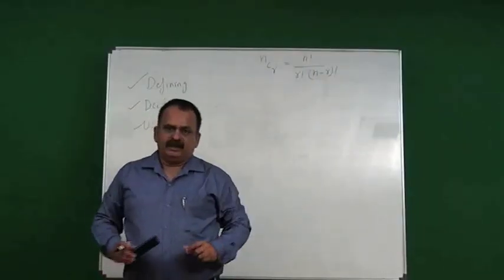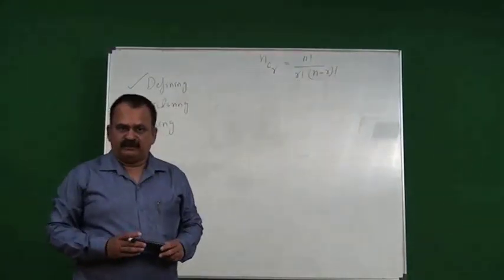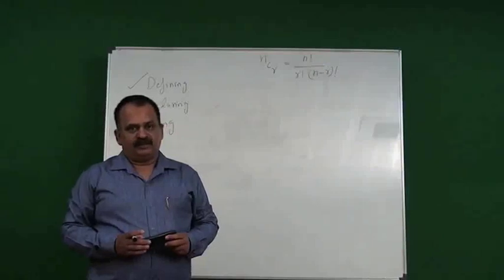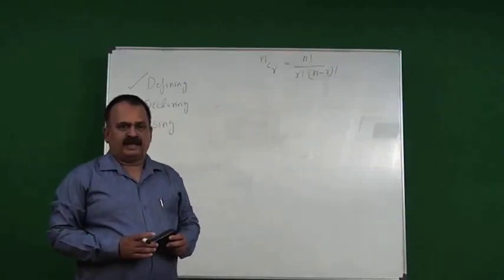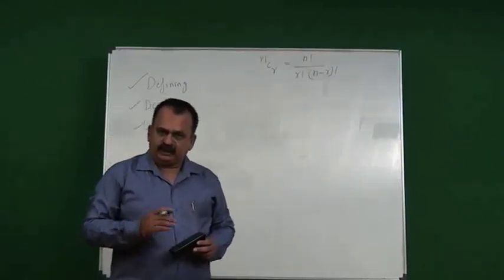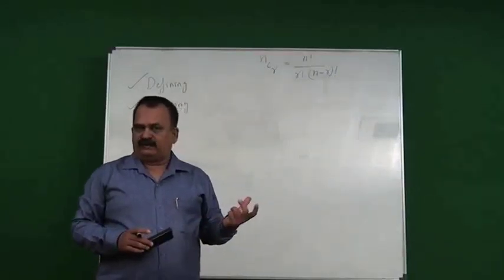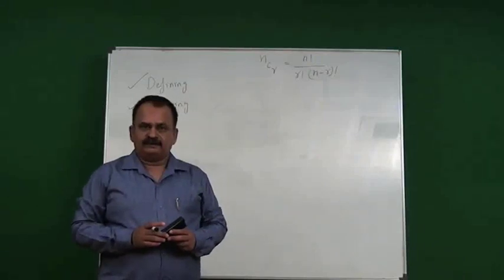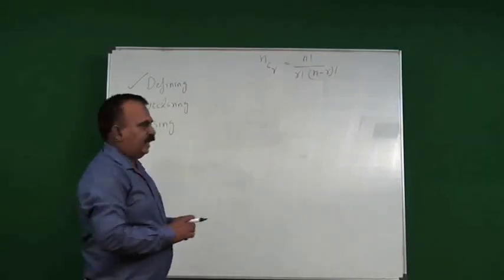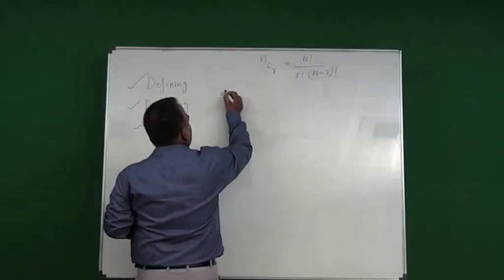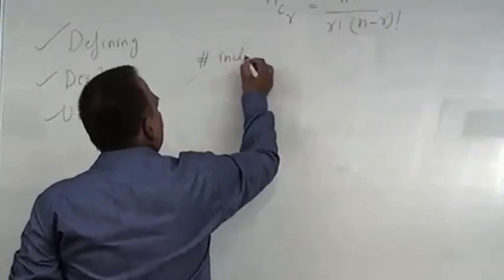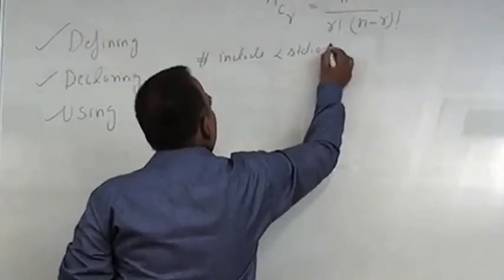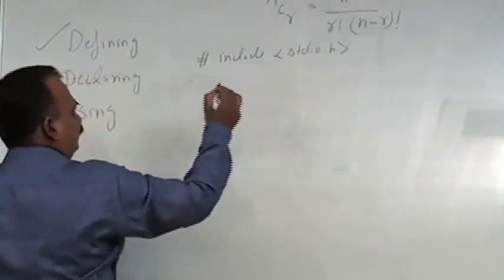This can be very simple if there is a library function for factorial. But the C compiler does not have a library function for factorial. The alternative is we can write a function. We can develop a user-defined function, and we call that function more than once to find the factorial of different values. To start with, we write #include <stdio.h>.